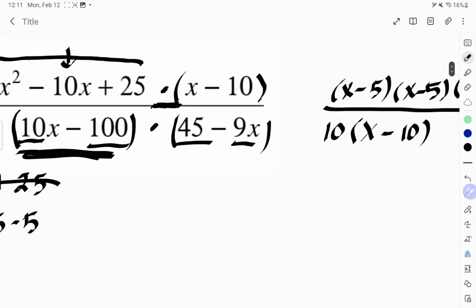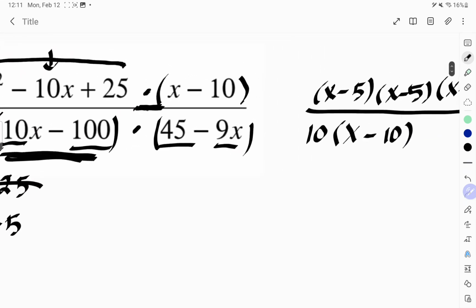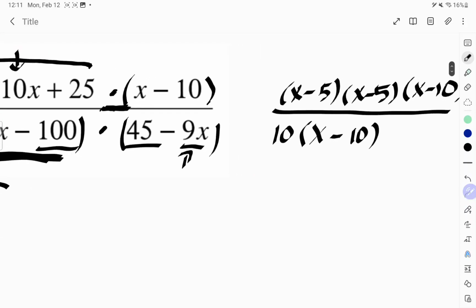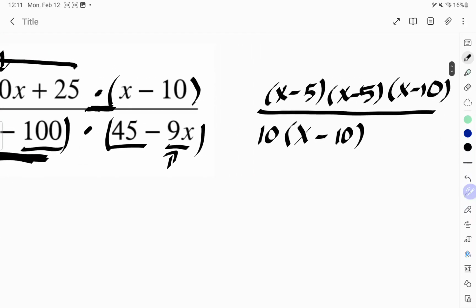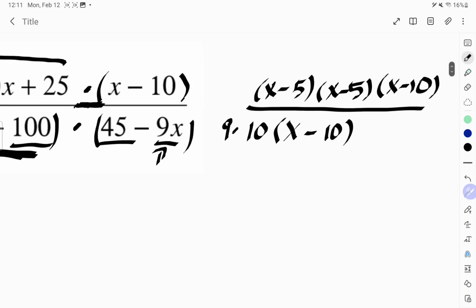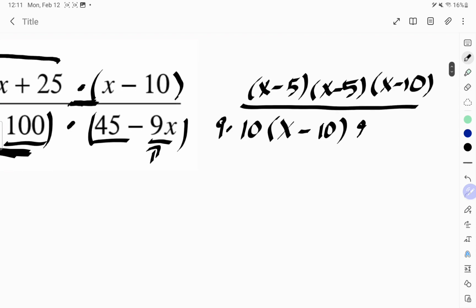Now, on the other one, what are we going to be able to factor? A 9. Look at what I'm about to do. I'm actually going to put the 9 all the way to the front, just so I can keep my binomials together and my numbers together. Technically, I could put the 9 here too, but I'm not going to do that. I'm just going to put it in the front. Let's go ahead and factor the 9.